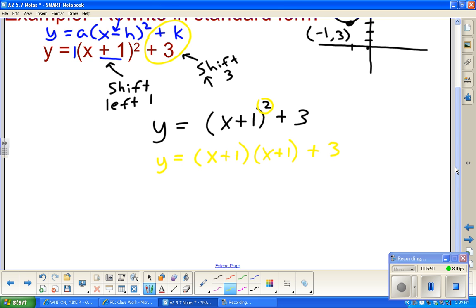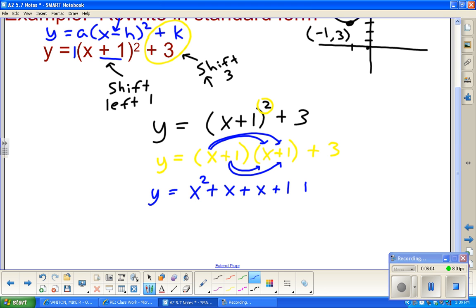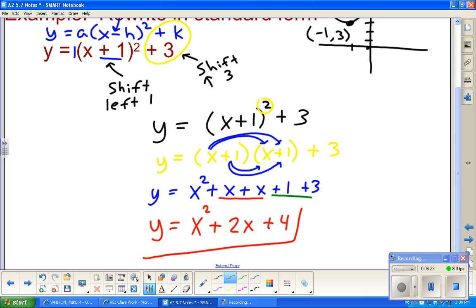Okay, so let's do the FOIL, distribute everything out. So again, we'll do the x times x to be x squared. X times 1 is plus x, plus another x, plus a 1, and then we got a plus 3 sitting out in the end there. Combining all these and cleaning it up gives you standard form. So that's the easier of the two. Just actually multiply it out. Combine terms there to be a 2x. We can combine the 1 and 3 to be a 4. So that's going to be our standard form.